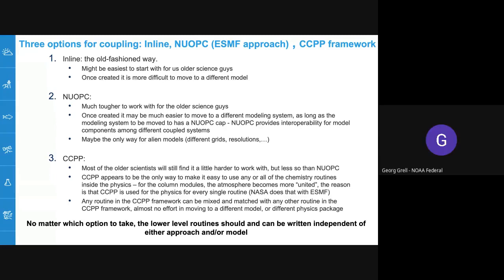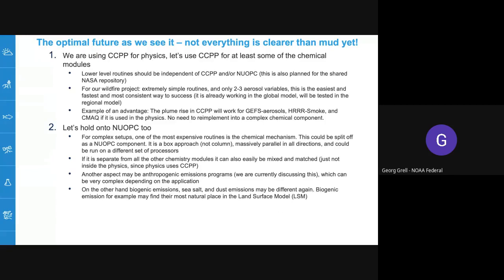One more minute. No effort in moving to a different model. No matter which option we take from these three, though, the lower level routines should and can be written independent of either approach and or model. And that's the idea also behind the future of the combined NOAA-NASA repository. So the optimal future: we're using CCPP for physics. Let's use CCPP for at least some of the chemical modules. Lower level routines should be independent no matter what.